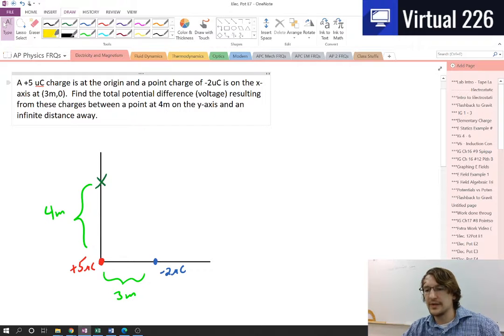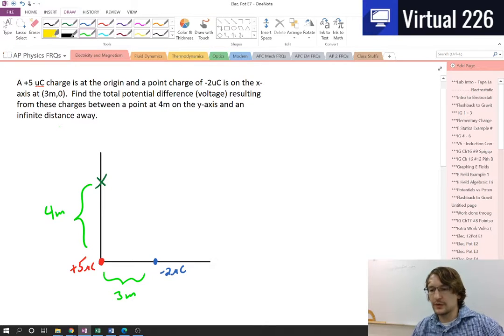We'd like to find the potential difference, the voltage, resulting from these two charges between a point at 4 meters away on the y-axis, so that's the green x up here, and then an infinite distance away. So that's what we're comparing this to. So how do we do this?